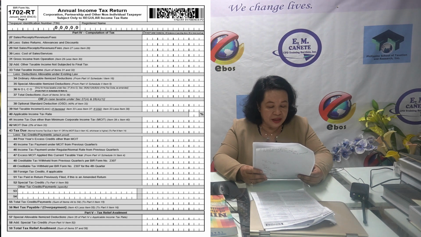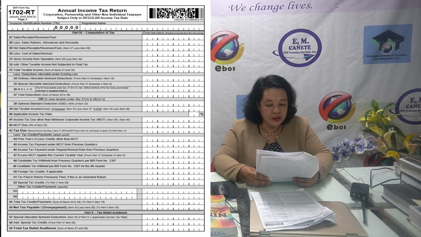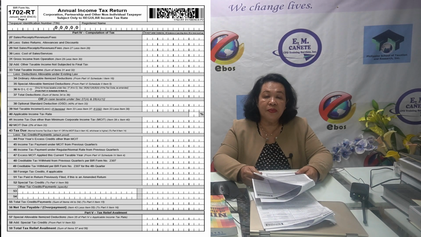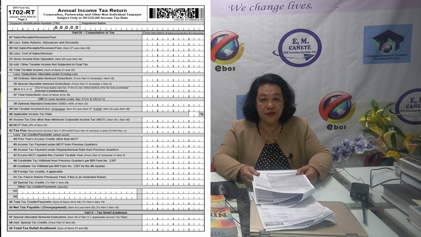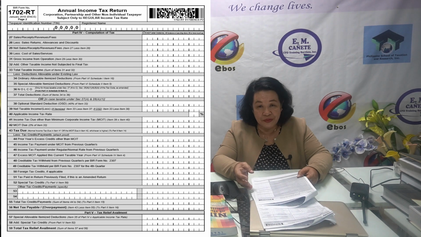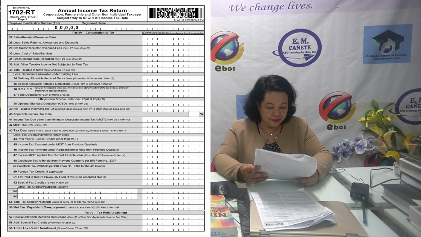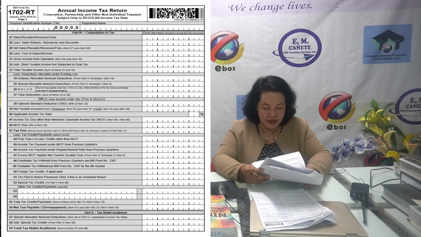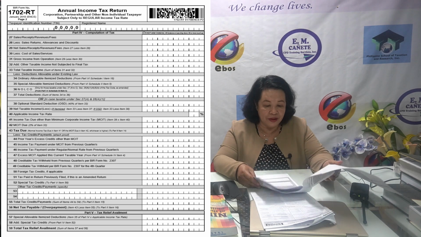So, for the MCIT or the minimum corporate income tax required for corporations to pay, this minimum corporate income tax is mandatory for corporations who have been in operation for 3 years. So for the first 3 years, you're not going to pay the MCIT, but you are going to pay the MCIT on the 4th year. And then we have the part 5, the tax relief availment, if there are any.